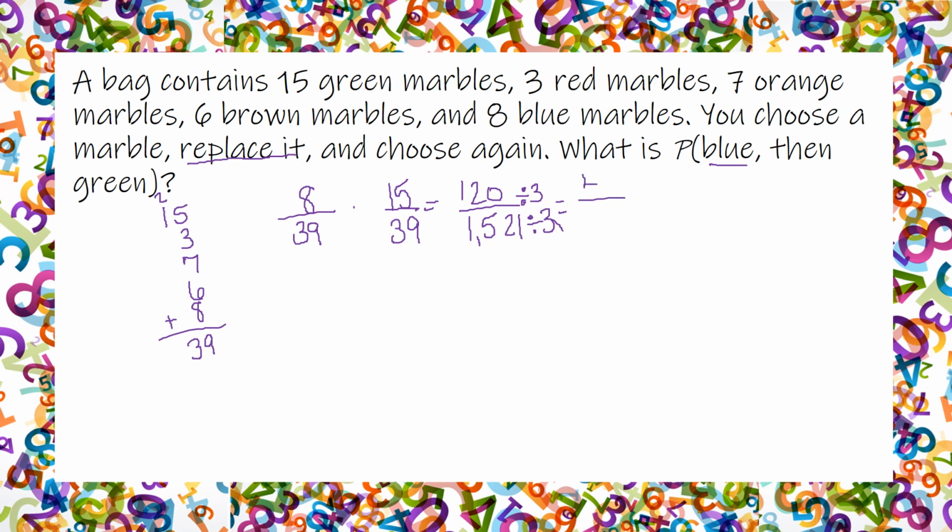So I get 40 and 507. So the probability of getting blue and then green is 40 out of 507.